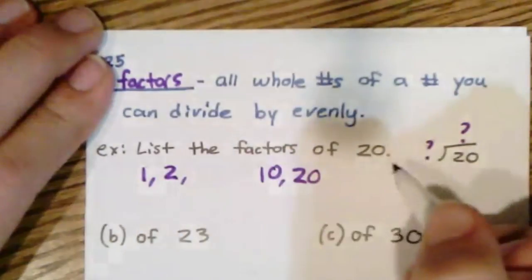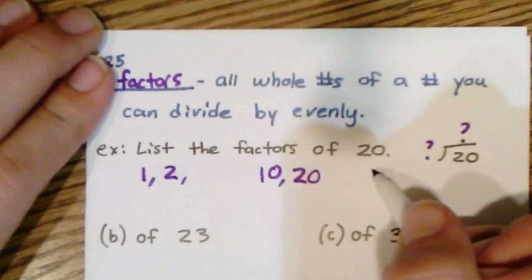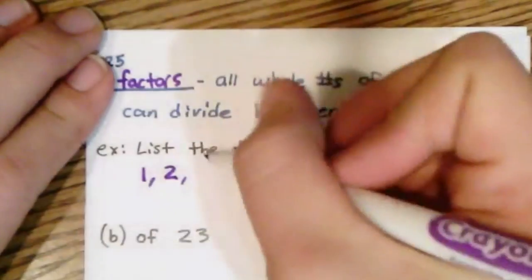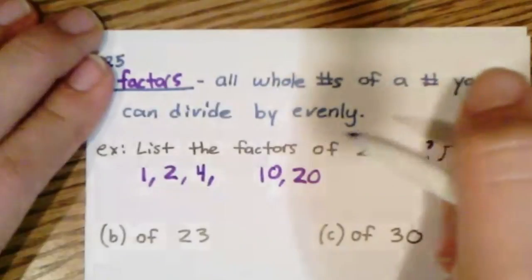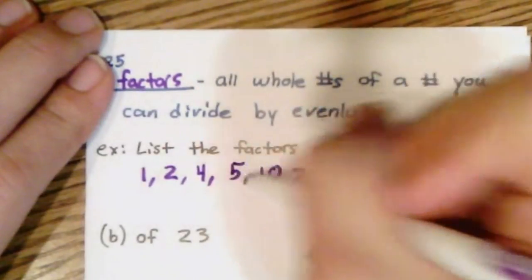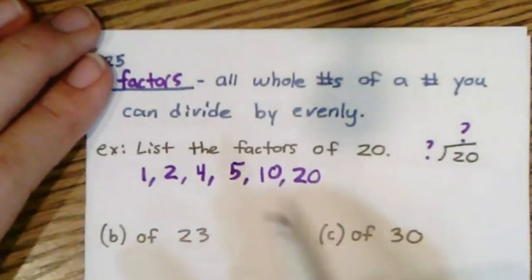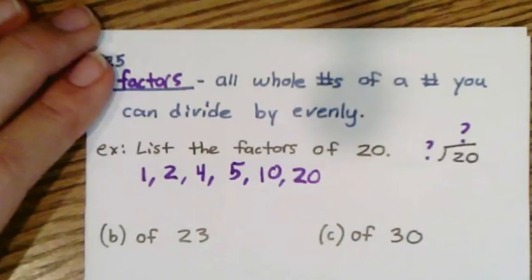What about 3? Nope. What about 4? Yes, 4 is a factor of 20. 20 divided by 4 is 5, or 4 times 5 is 20. So 4 and 5 are factors of 20. So those are all my list of my factors: 1, 2, 4, 5, 10, and 20.